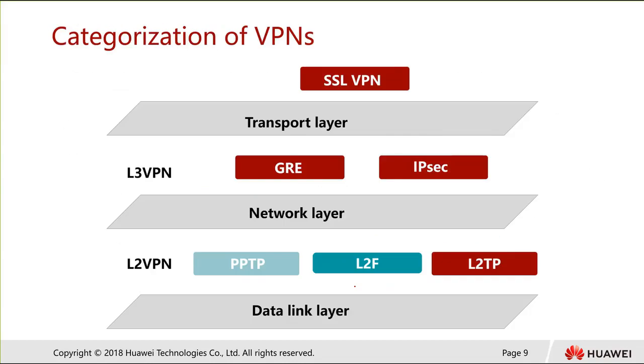All right, so let's look at the categories of VPN. At the data link layer, or layer 2, we have the protocols PPTP, L2F, and also L2TP. So this is layer 2 VPN. We also have layer 3 VPN, which is the network layer. We have GRE and also IPsec technologies. And at the transport layer, layer 4, we have SSL VPN. So these are the different technologies.